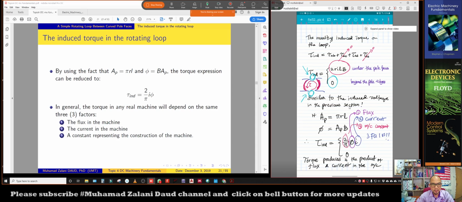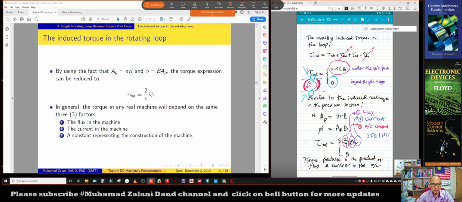So this is very similar to the previous question that we have discussed about voltage induced. Basically, when we substitute all of these values, AP and phi, we'll see that the torque induced is defined as 2 over pi times phi and I. From this we can conclude that this machine is working as a motor.